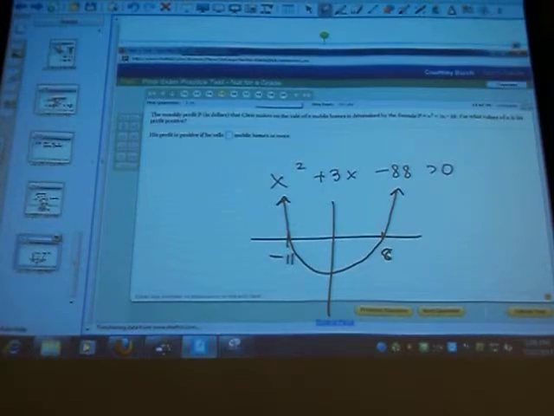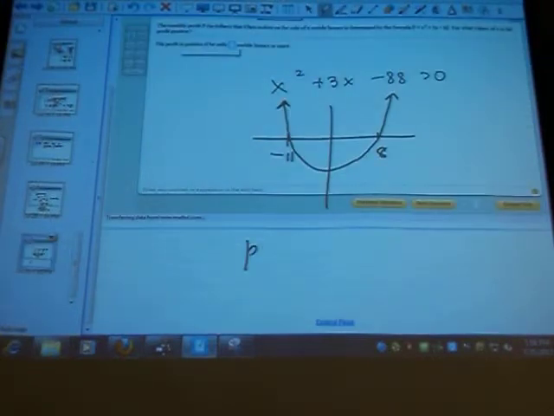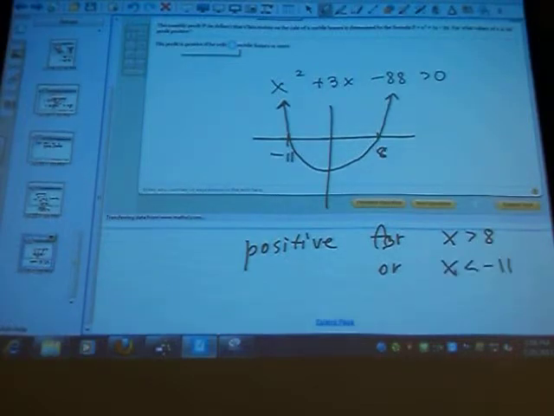Now, what if this was not a word problem and they just asked where is it positive? It will be 8. I would say x is greater than 8, or x is less than negative 11. Which you'd probably have to write as x greater than 8, comma, x less than negative 11.